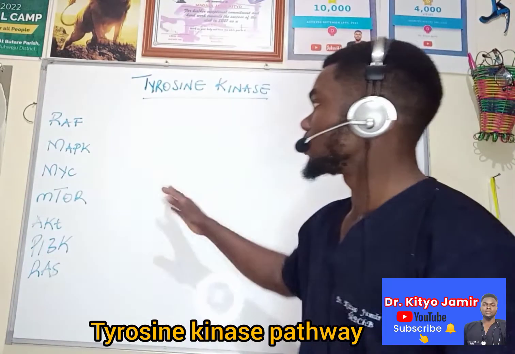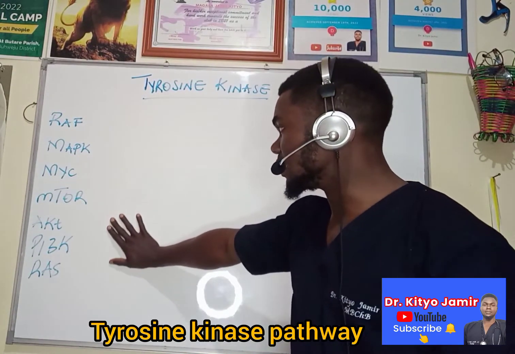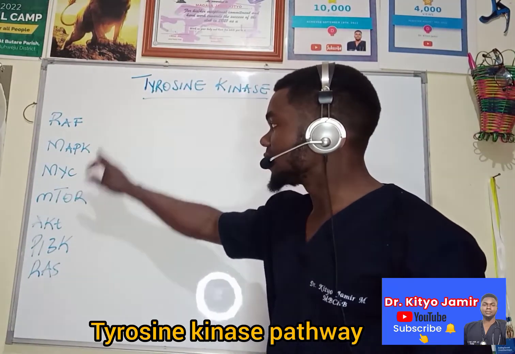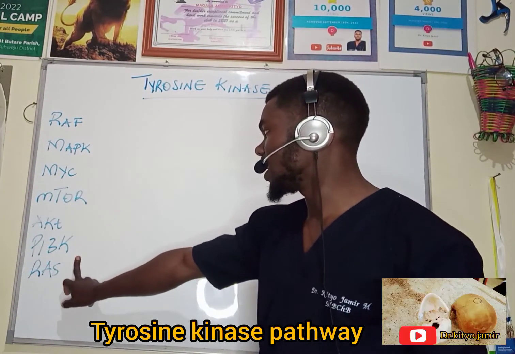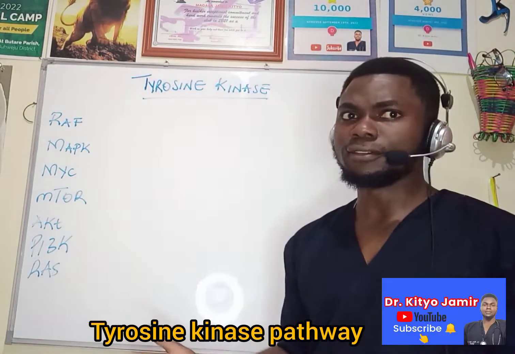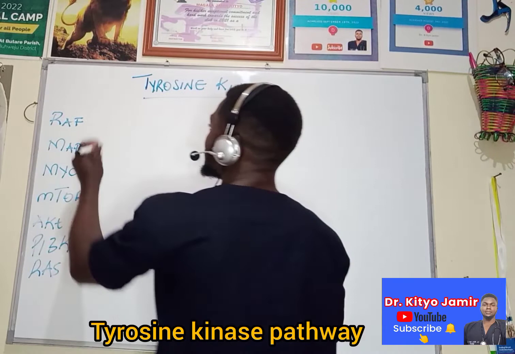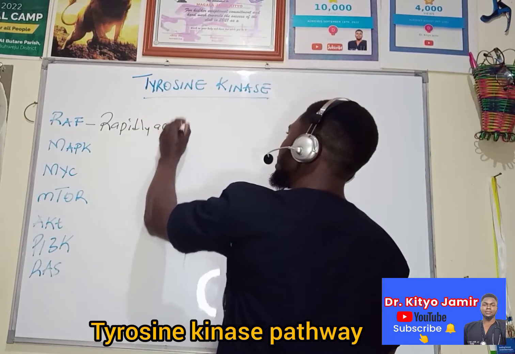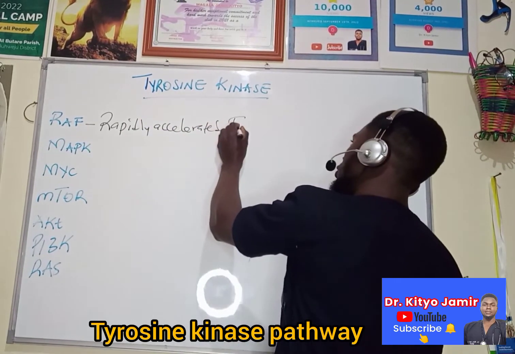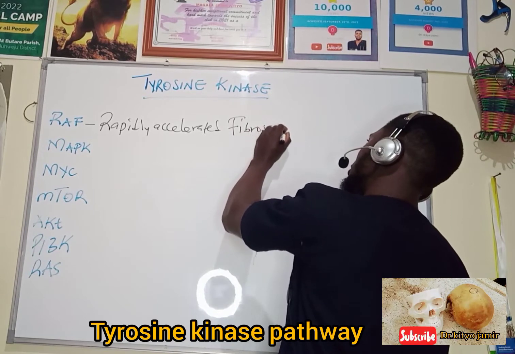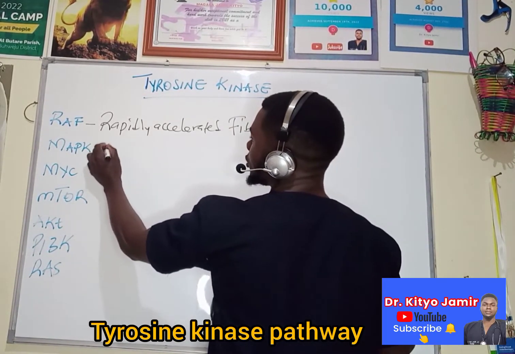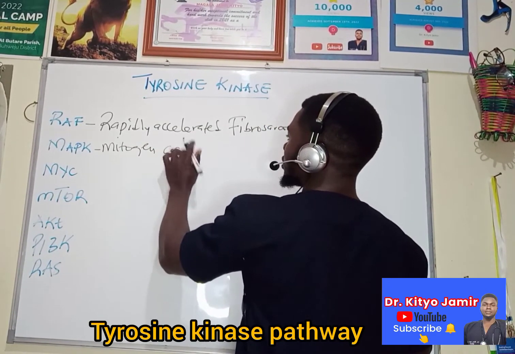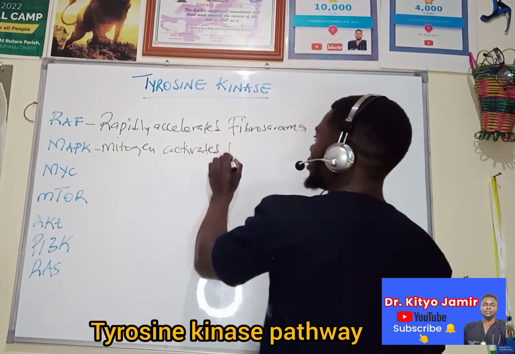So these are some of the proteins we are going to be finding in this pathway. We have the RAF, the MAPK, MYC, mTOR, AKT, PI3K, and RAS. What do they stand for? So when we look at the RAF, this is the rapidly accelerated fibrosarcoma. The MAPK is mitogen activated protein kinase.